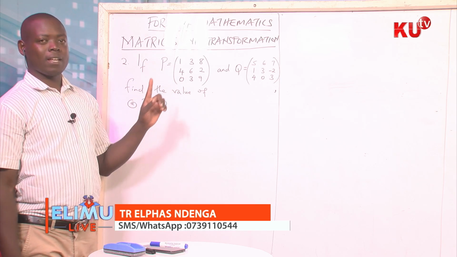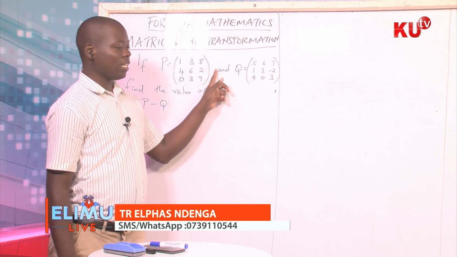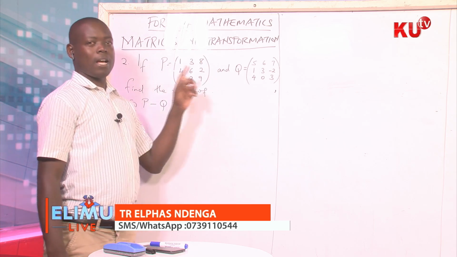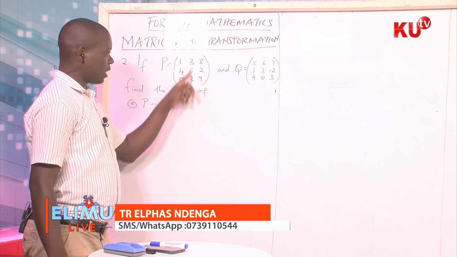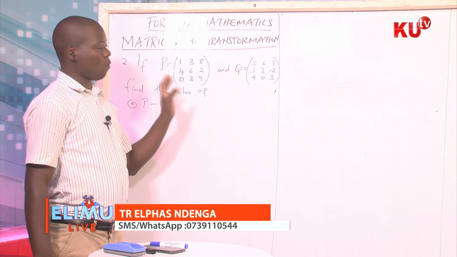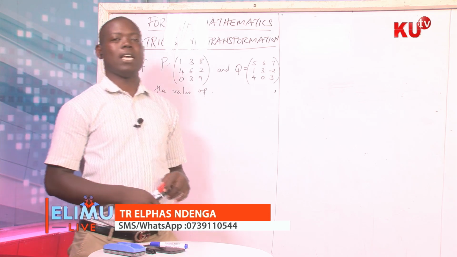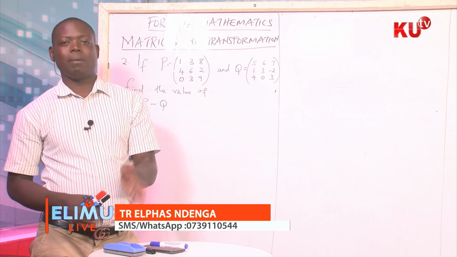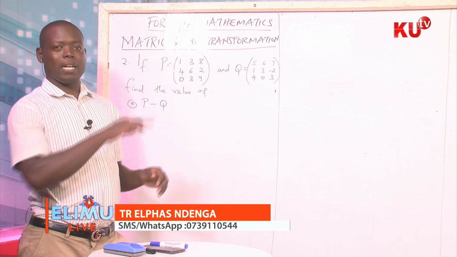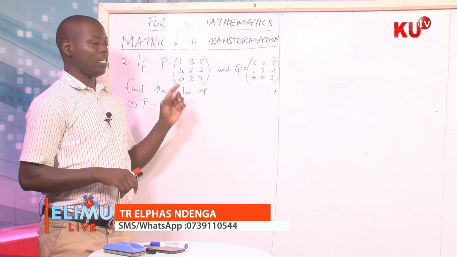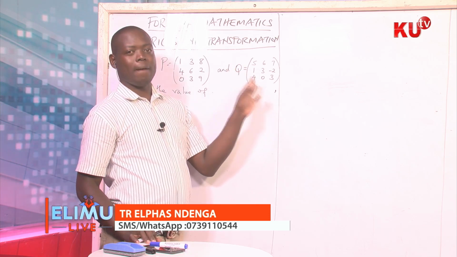Why 3 by 3? It has 3 rows. This is the first row, the second row, and the third row. How many columns, students? 3. The first column, second column, and third column. Why are they columns? We said columns refer to the vertical arrangement of elements in a matrix. The vertical arrangement of elements in a matrix is referred to as a column, and the horizontal arrangement of elements is referred to as a row. Therefore, this is a 3 by 3 matrix. Equally, this is a 3 by 3 matrix.